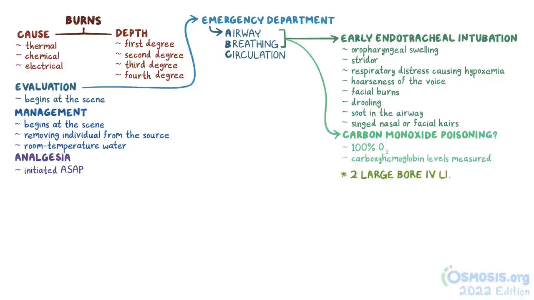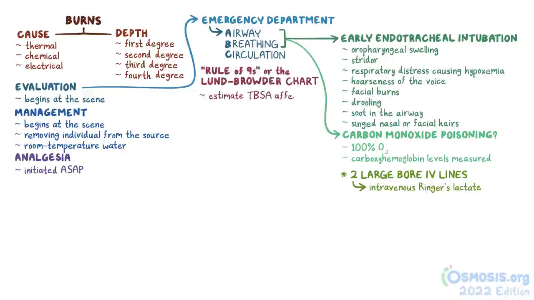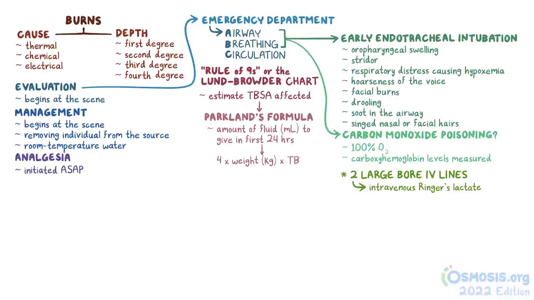2 large-bore intravenous lines are inserted to initiate intravenous Ringer's lactate. Using the rule of nines, or the Lund-Browder chart, estimate the total body surface area affected, and insert it into the Parkland's formula to determine the amount of fluid in milliliters to give in the first 24 hours. This is equal to 4 multiplied by the weight in kilograms multiplied by the total body surface area. Half is given in the first 8 hours, and the other half is given in the next 16 hours. Urine output should be monitored to make sure you're not over or under resuscitating the individual.